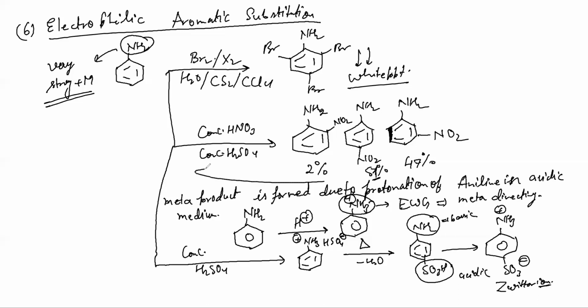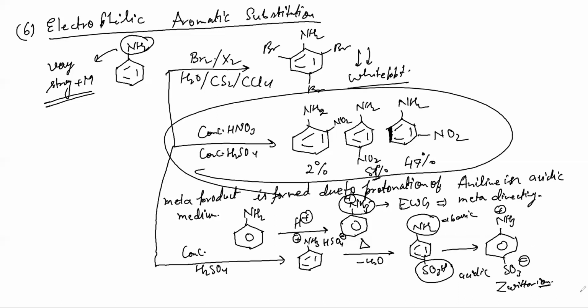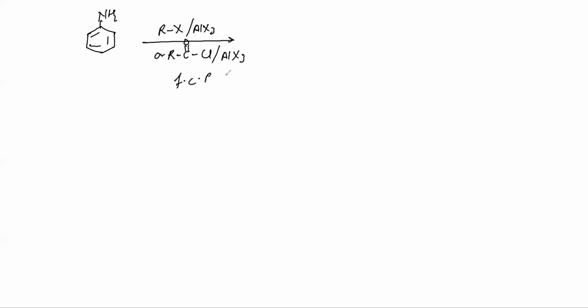But the second one is a very important reaction. This one, very important. Last and final reaction for EAS. If you treat it with RX along with AlX3, or you treat it with RCOCl along with AlX3, means Friedel-Crafts reaction, it does not perform. It does not give Friedel-Crafts reaction. You can write this: aniline doesn't give FCR.